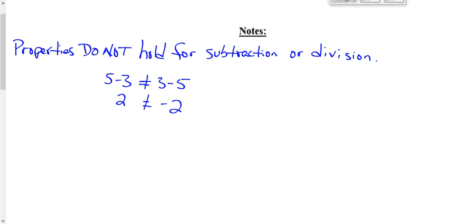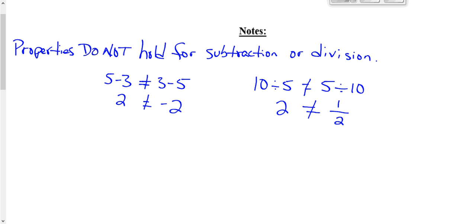Okay? Let's try division. How about 10 divided by 5? Is that the same as 5 divided by 10? What's 10 divided by 5? And what is 5 divided by 10? What is it? 5, like 5 over 10. It would be 1/2, wouldn't it? And 2 does not equal 1/2. So you see it doesn't work with division.